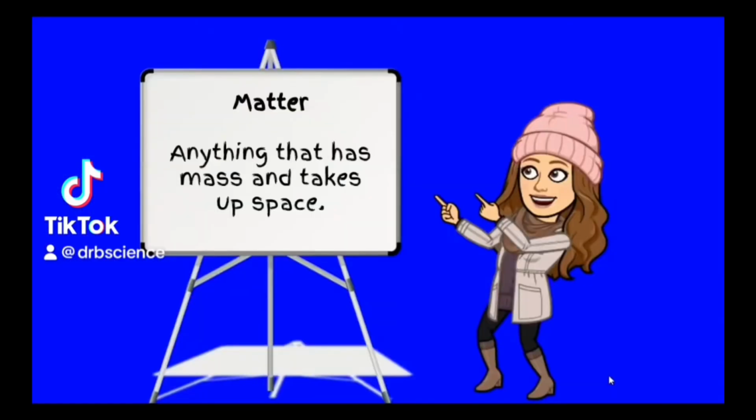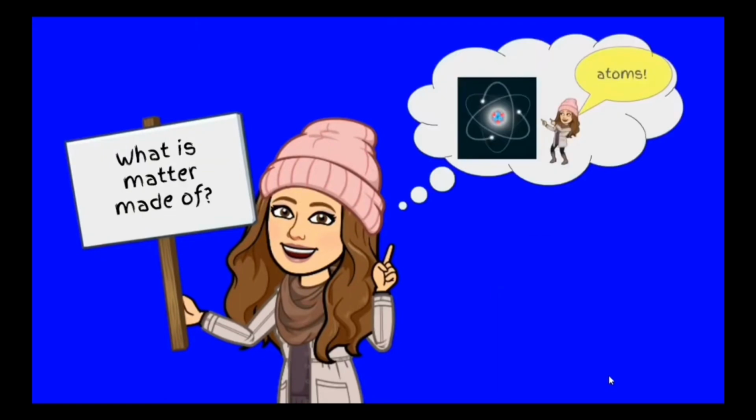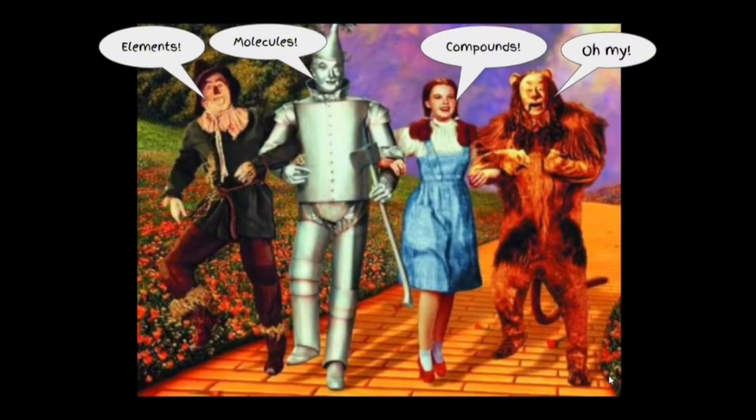What is matter? Matter is anything that has mass and takes up space. What is matter made of? An atom is the basic unit from which all matter is made. Different substances are made of different types of atoms, but all atoms have the same basic structure. Elements, molecules, compounds, oh my, let's learn what each of these are.